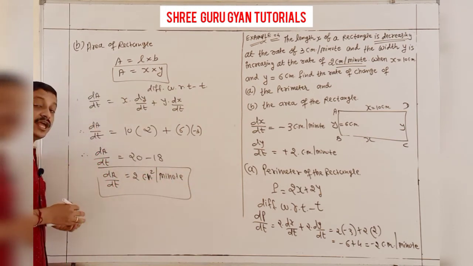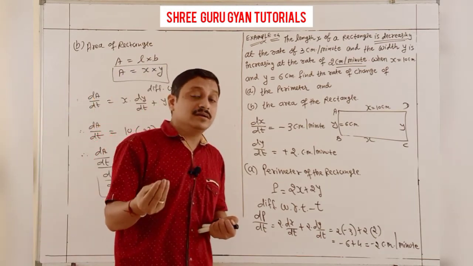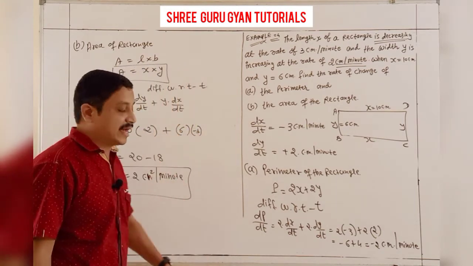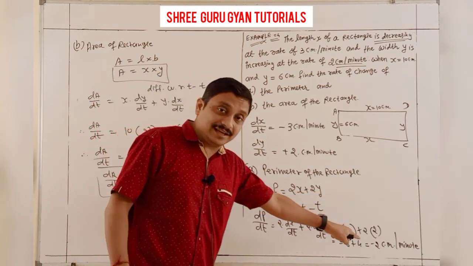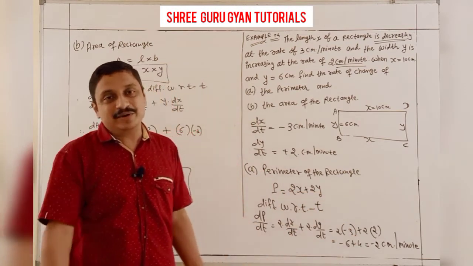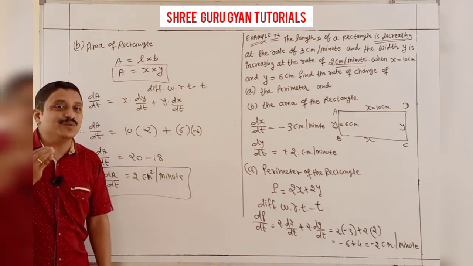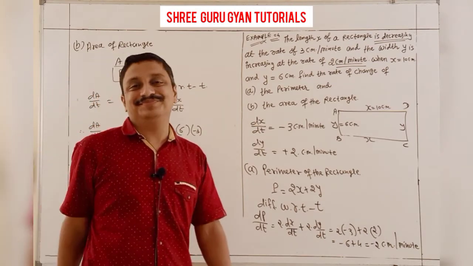Students, here the area is increasing at 2 centimeter square per minute, and the perimeter is decreasing. Properly write the word decreasing, because -2 centimeter per minute. Now students, I am going ahead. Question number 50.